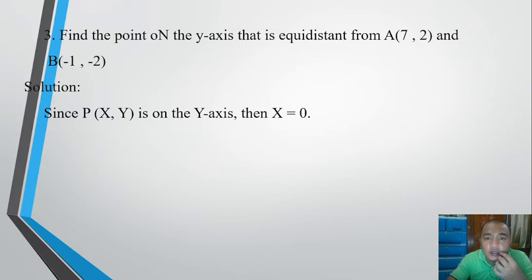Solution. Since the given point P is on the y-axis, then x is equal to 0. Diba, pag yung point na sa y-axis: 0, 1; 0, 2; 0, negative 3. So x is always 0 if the point is on the y-axis, right? Pag sinabi naman dito, find the point on the x-axis, y is always equal to 0. Okay? Naintindihan ba? So since the given point is on the y-axis, then x is equal to 0.